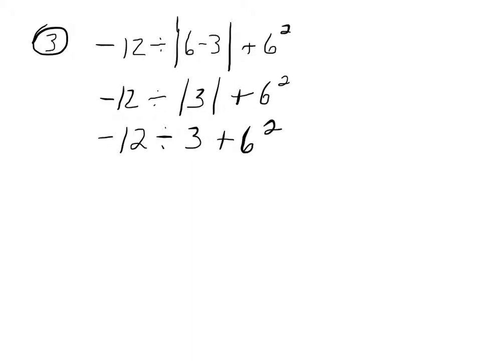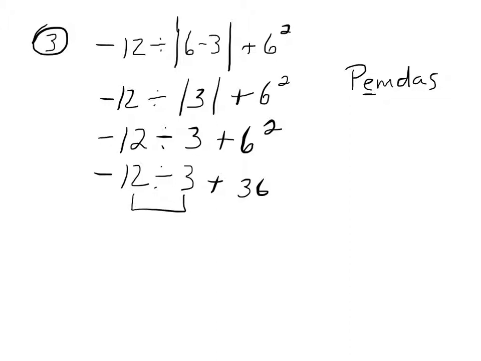Okay, now what I have left is division, addition, and exponents. And according to order of operations, I do exponents first. So 6 squared is 36. Bring down everything else. And then I have division and addition, and division comes first. Negative 12 divided by 3 is negative 4. And then last is addition. Negative 4 plus 36 is 32.